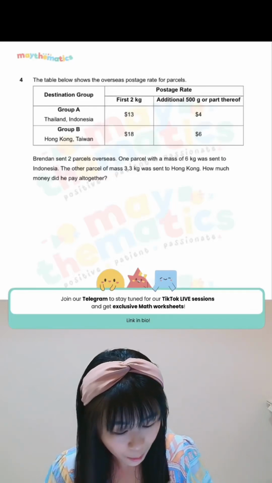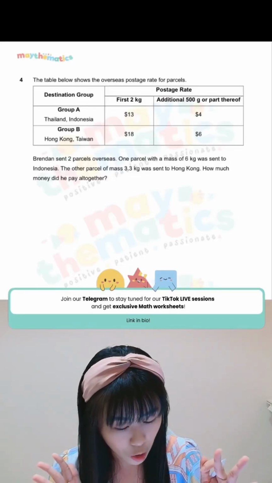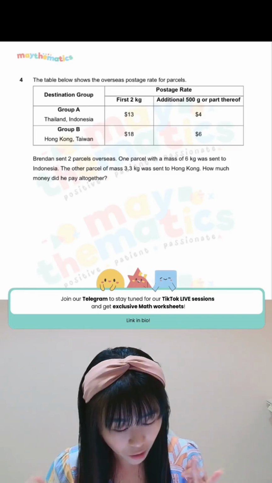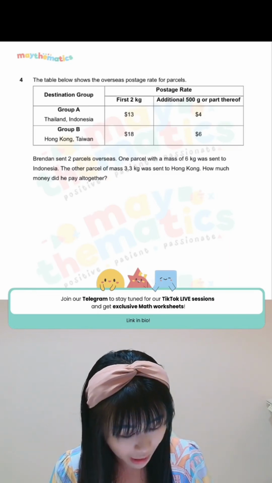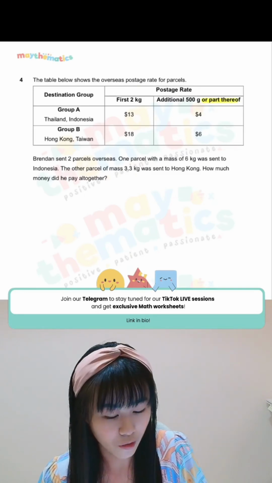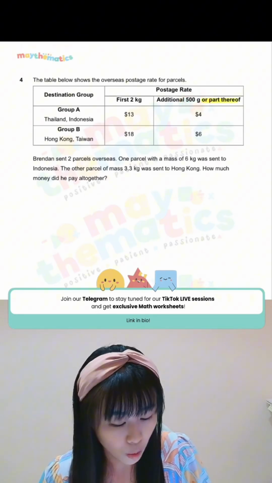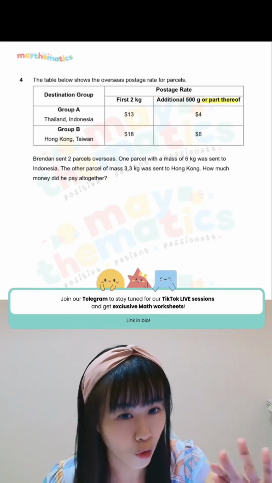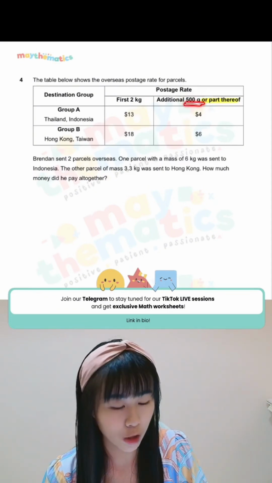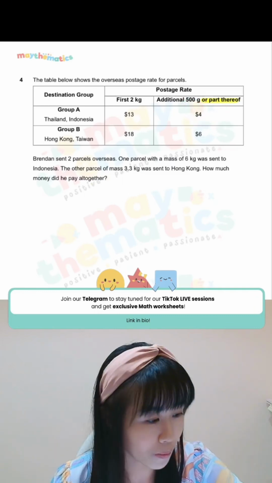Given that we have this table that shows the overseas postage rate for the parcels, Group A, Group B, first 2 kg, additional 500 gram or part thereof. Do take note, part thereof means anything less than 500 gram, you will still pay the extra $4 and it's not prorated. What I mean by it's not prorated is that as long as it's less than 500 gram, you will be charged a flat fee of $4 extra.